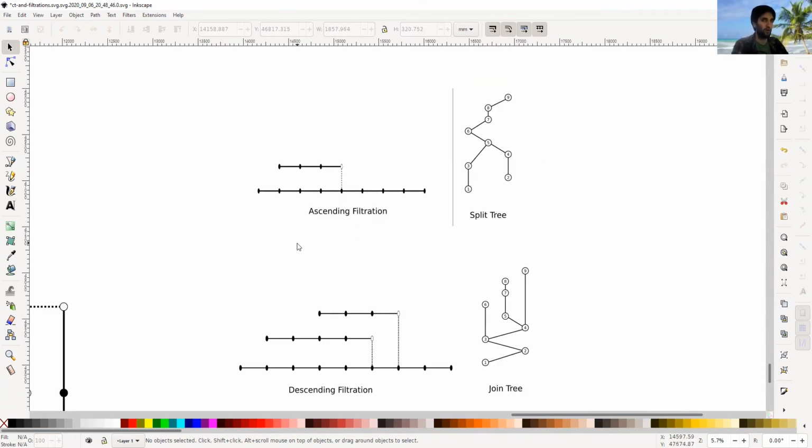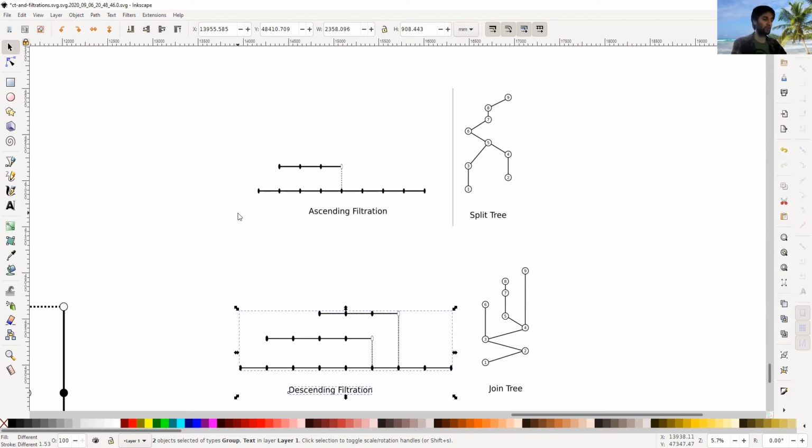So far, I have described how to construct an ascending filtration and a descending filtration. After we constructed those filtrations, we can, of course, run a persistent homology algorithm to compute the zeroth persistent homology. And we can visualize that using barcodes. So this would be the barcode for the ascending filtration, and this would be the barcode for the descending filtration.